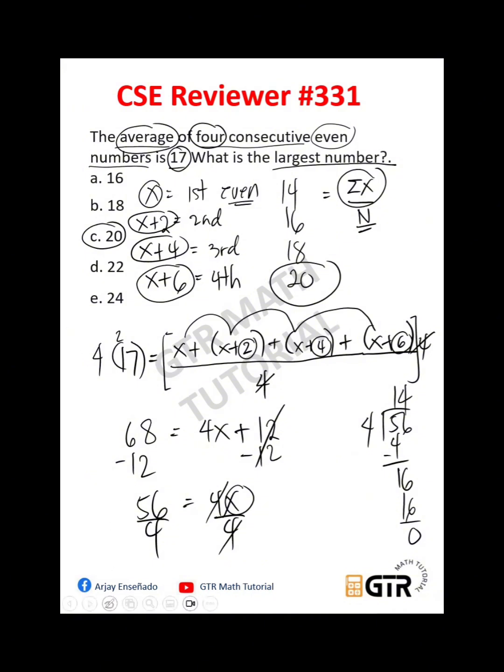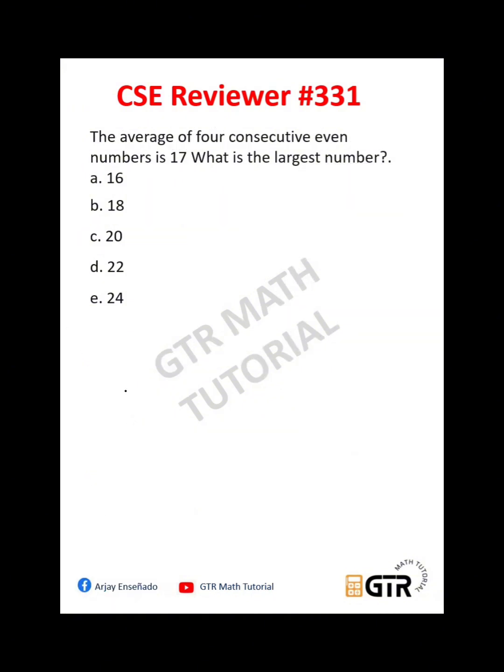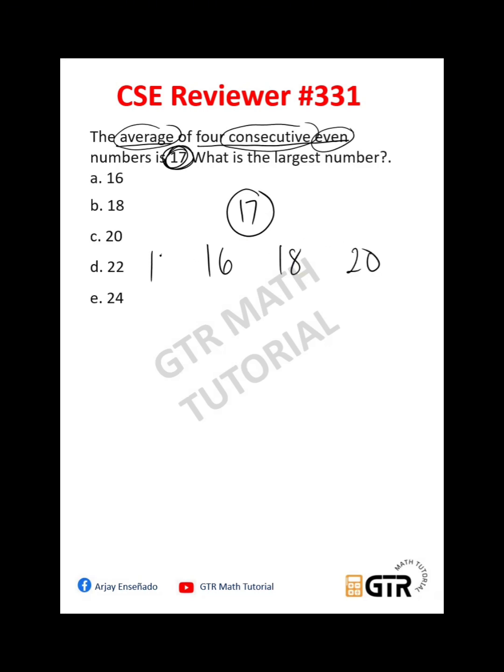Okay, so another solution, we can use the shortcut formula for this. If we have given the average of 4 consecutive even numbers. So if the numbers are consecutive even, that means the average 17 is in the middle of the four numbers. So if the 17 is the average, that means the four even numbers are 14, 16, 18, and 20. 17 is in the middle. Okay? So this is just the shortcut.